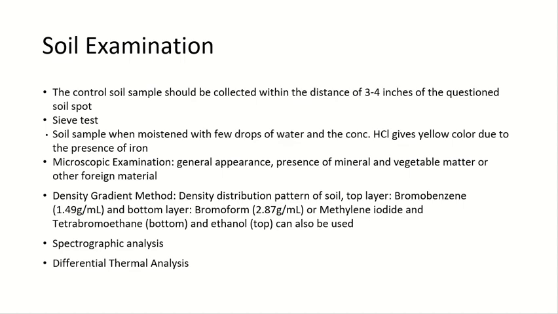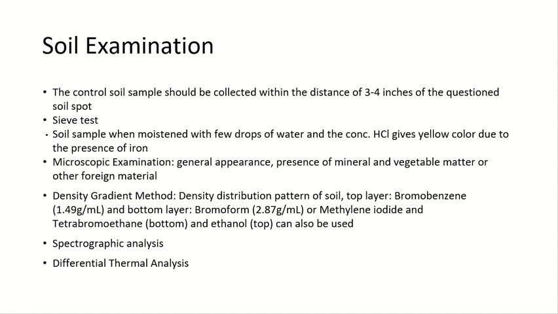Soil examination. Along with the suspected soil samples or the soil evidence, we also collect the control soil sample or the blank sample, and it is collected within a distance of 3 to 4 inches from the suspected soil. Then a sieve test is done to separate the different sized particles of the soil and examine them. In the presence of iron, when the soil sample is moistened with water and concentrated HCl drops are applied on it, it will produce a yellow color.